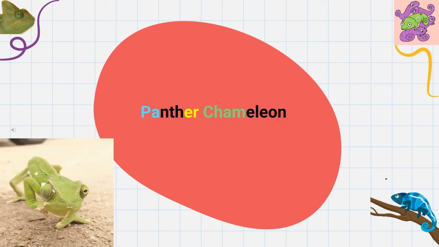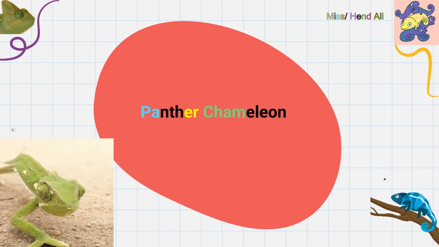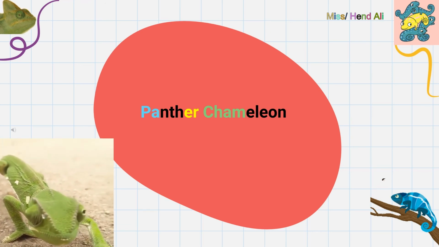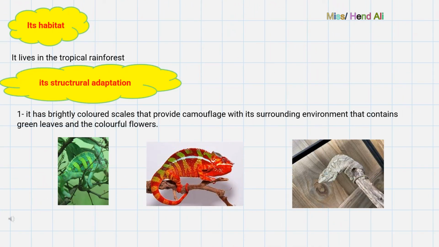Now let's talk about the panther chameleon. Repeat after me. Panther chameleon, panther chameleon. Its habitat. Where does it live? It lives in the tropical rainforest. Tropical rainforest.